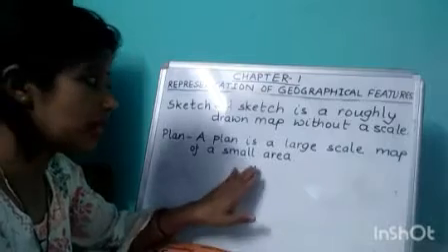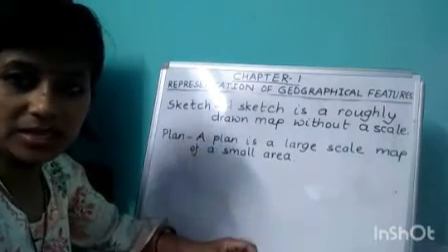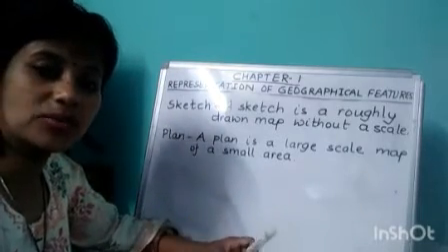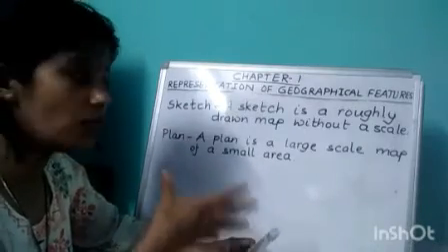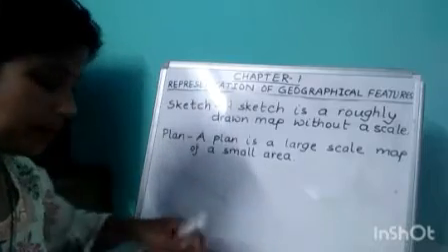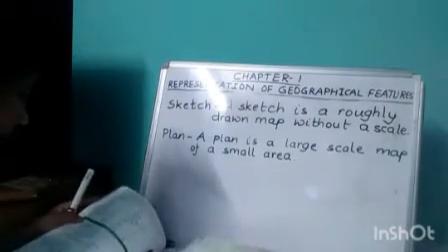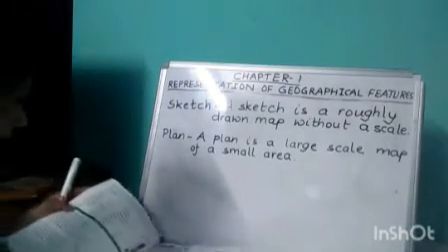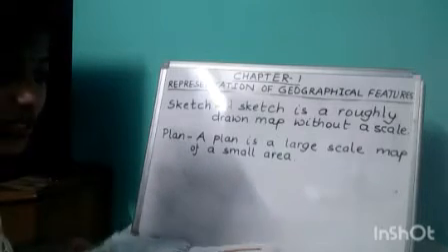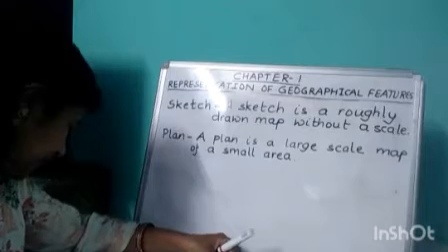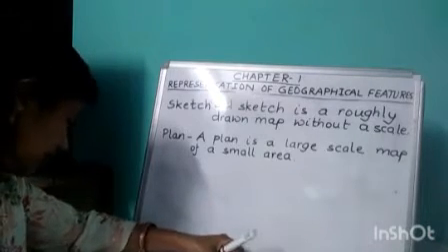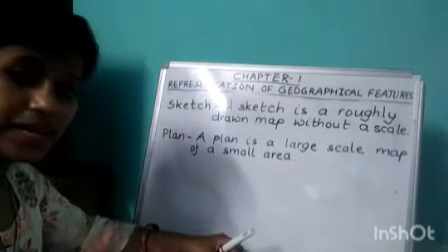Okay, so that is called what? Sketch. Rough map. It means you are drawing a rough map, which is called what? Sketch. Okay. It does not give accurate information. Which does not give accurate information? Sketch. But it only conveys a general idea of the place.